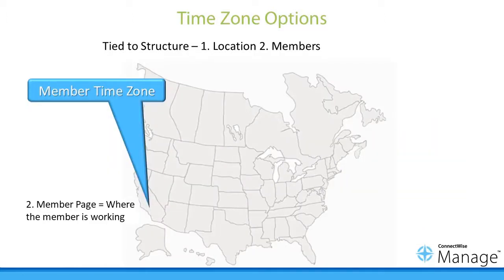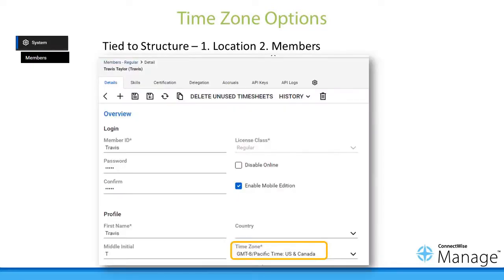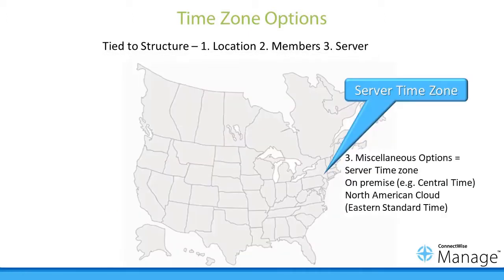The second time zone to set is on the member page to represent where the member is working. This member is working in Los Angeles. So I set the member time zone to Pacific Time. Third is the server time zone, which represents where your server is pulling the data from. If your server is on premise in Chicago, then set your server to Central Time. However, if you're on the North American cloud, then your server time should be set to Eastern Standard Time.